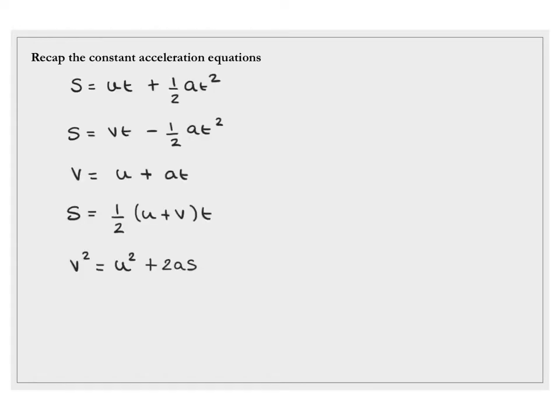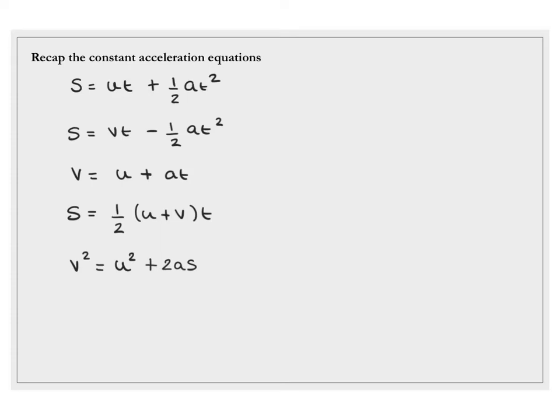Let's see if we can write all 5 of these equations down. So let's check that we've got all of these correct. s equals ut plus a half at squared. s equals vt minus a half at squared, v equals u plus at, s equals a half u plus v multiplied by t, and v squared equals u squared plus 2as.